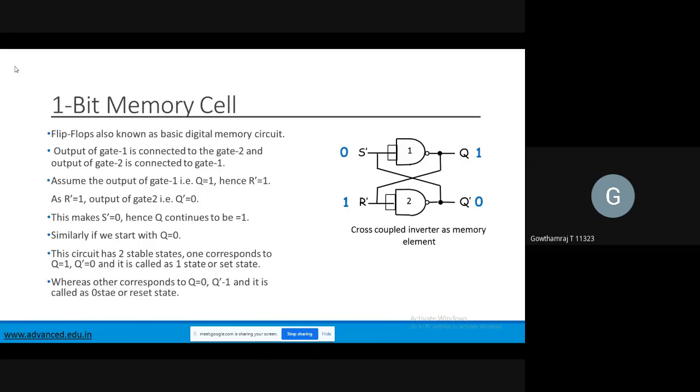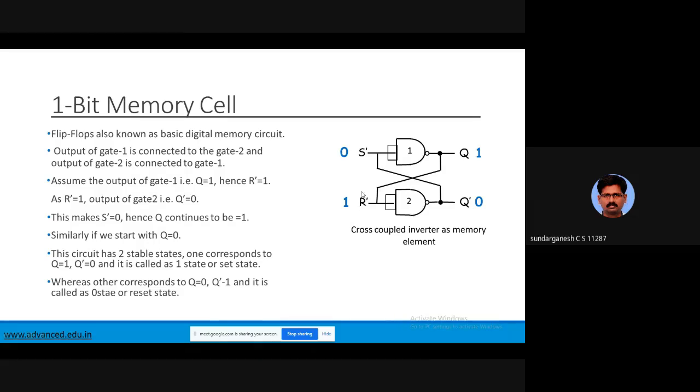So the basic element in a sequential circuit is either a latch or a flip-flop. Inside the latch or flip-flop, you have NAND gates connected back to back. There are two outputs in a latch or flip-flop: one output is Q, another output is Q bar. The inputs may differ according to the flip-flop, but the outputs are the same. Q and Q bar are complementary. If Q is 1, Q bar is 0. If Q is 0, Q bar is 1.